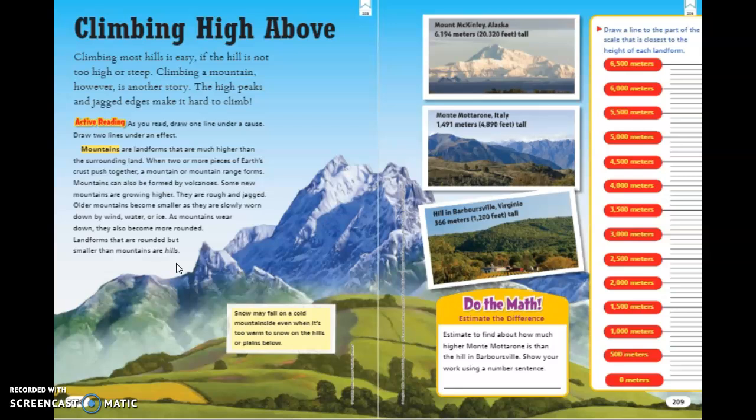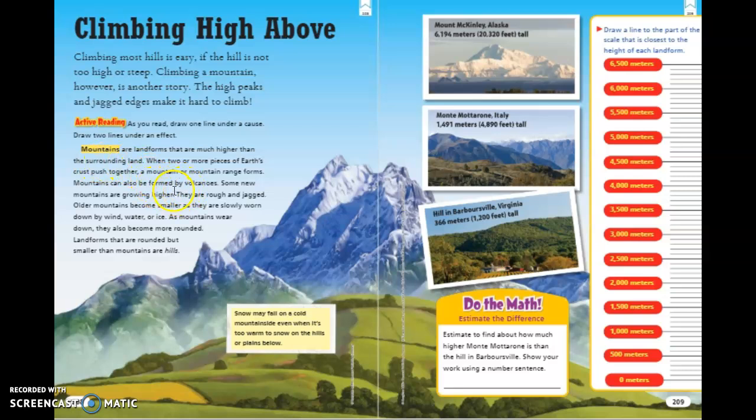Now pause the video if you have not found the cause or the effect. Another thing you can be doing during this time is you'll notice that there's a vocab word, mountains. Go back to page 203 and write the word mountains in your vocabulary section. Make sure you spell it correctly.